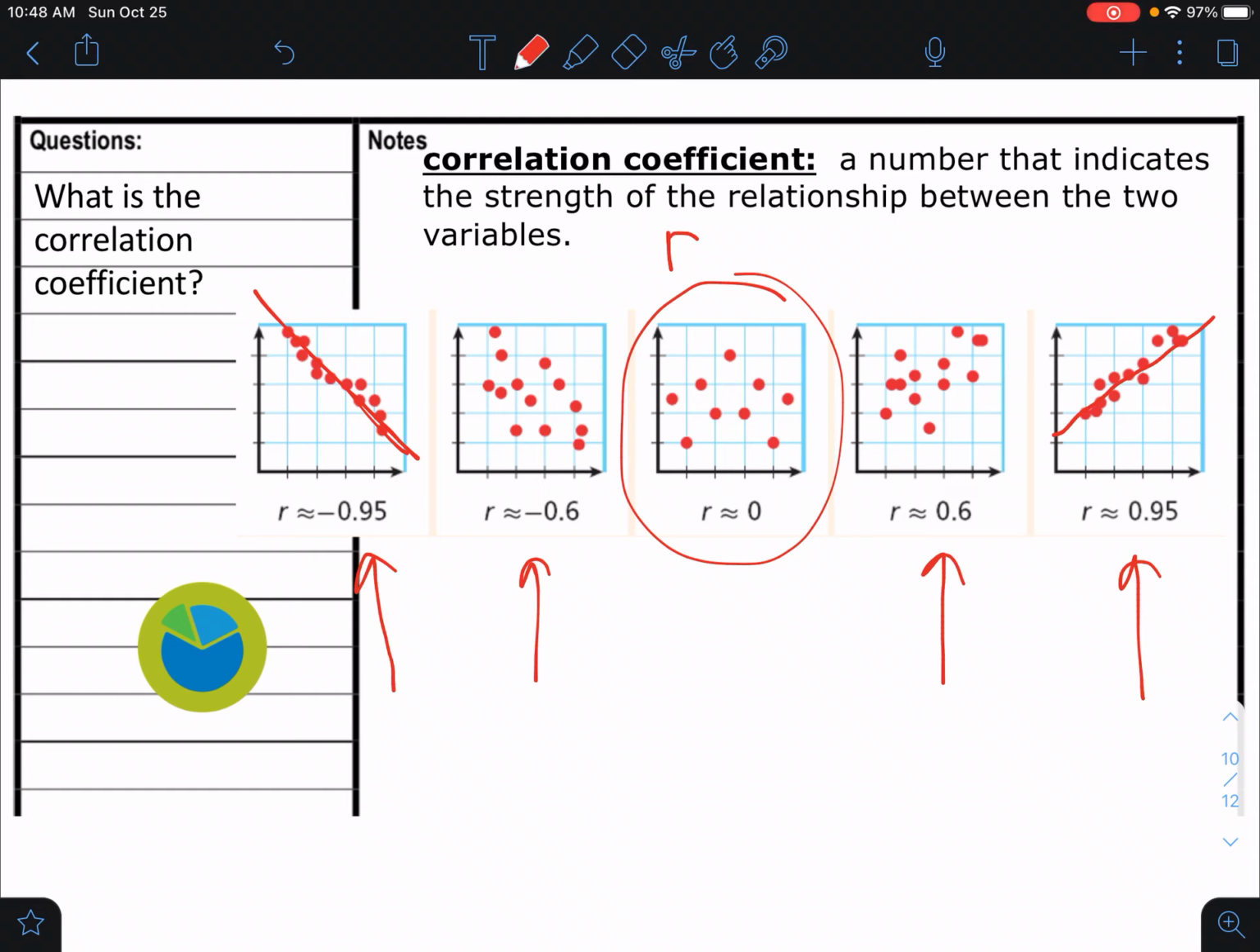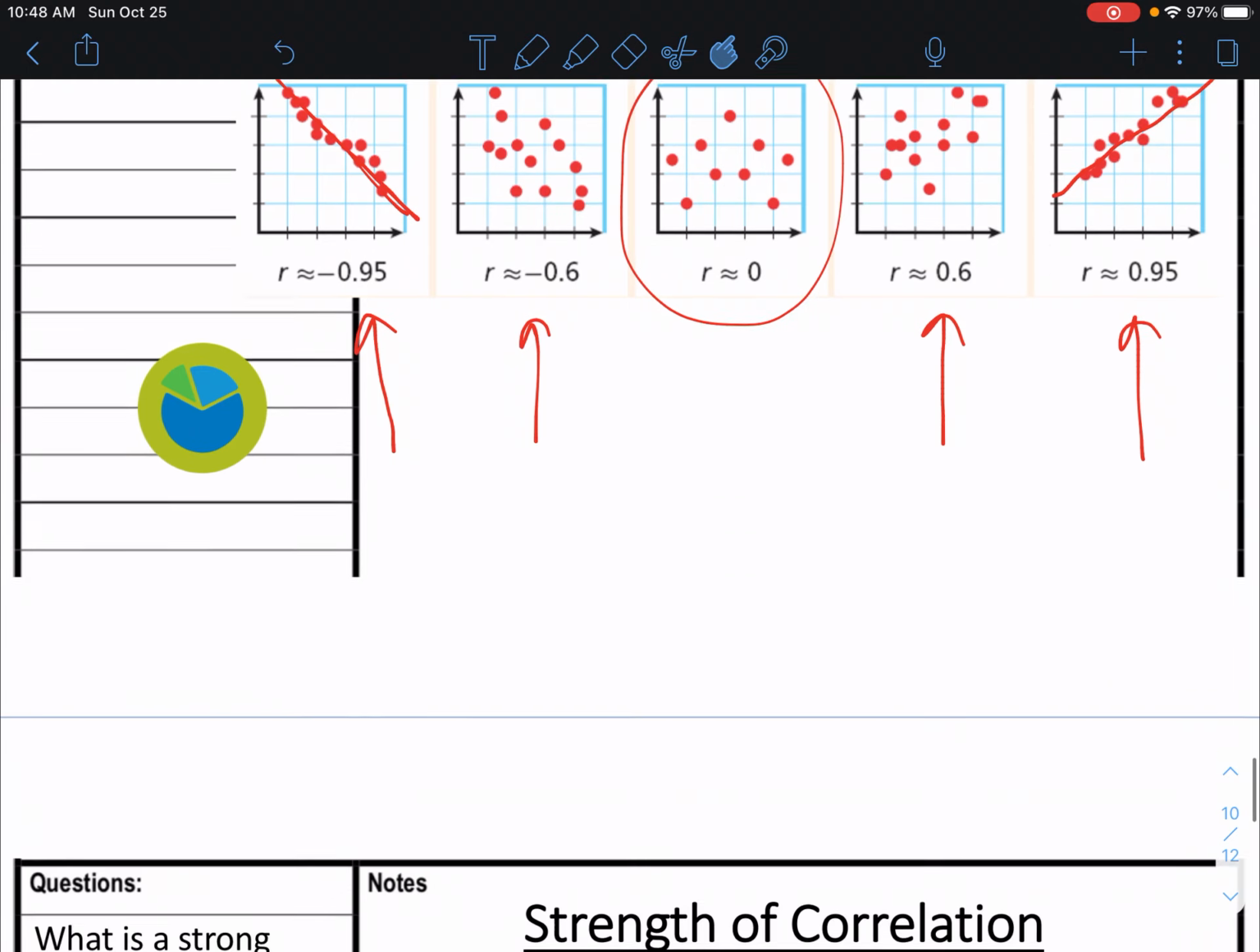But anyways, this is what your correlation coefficient indicates. It's the strength of that relationship. How strong is that relationship? And again, we will be able to find this using our graphing calculators.